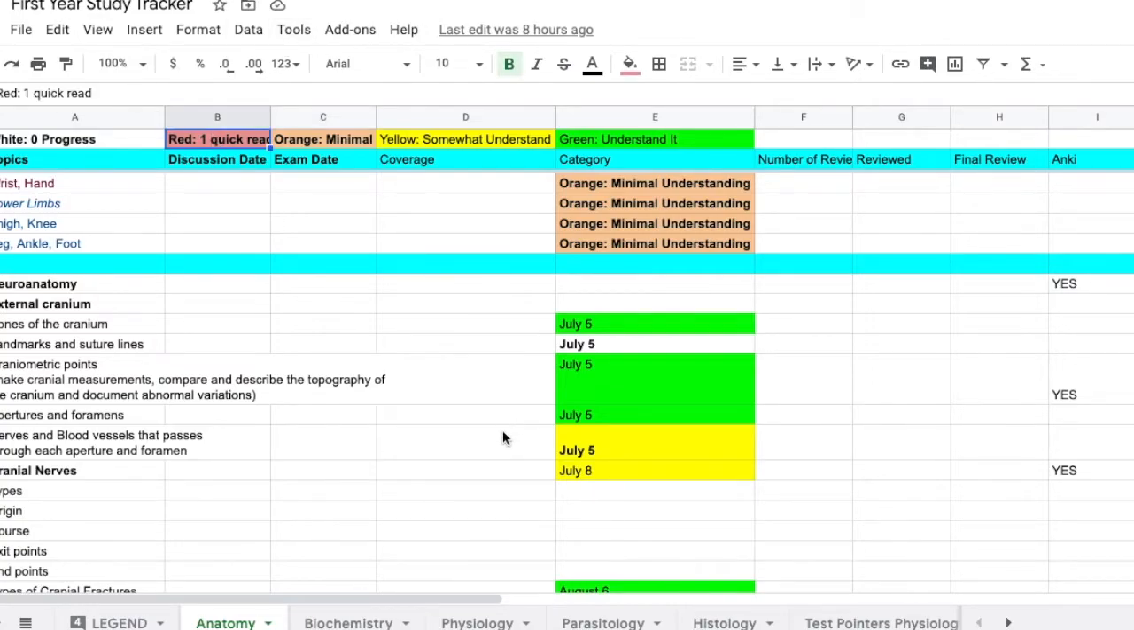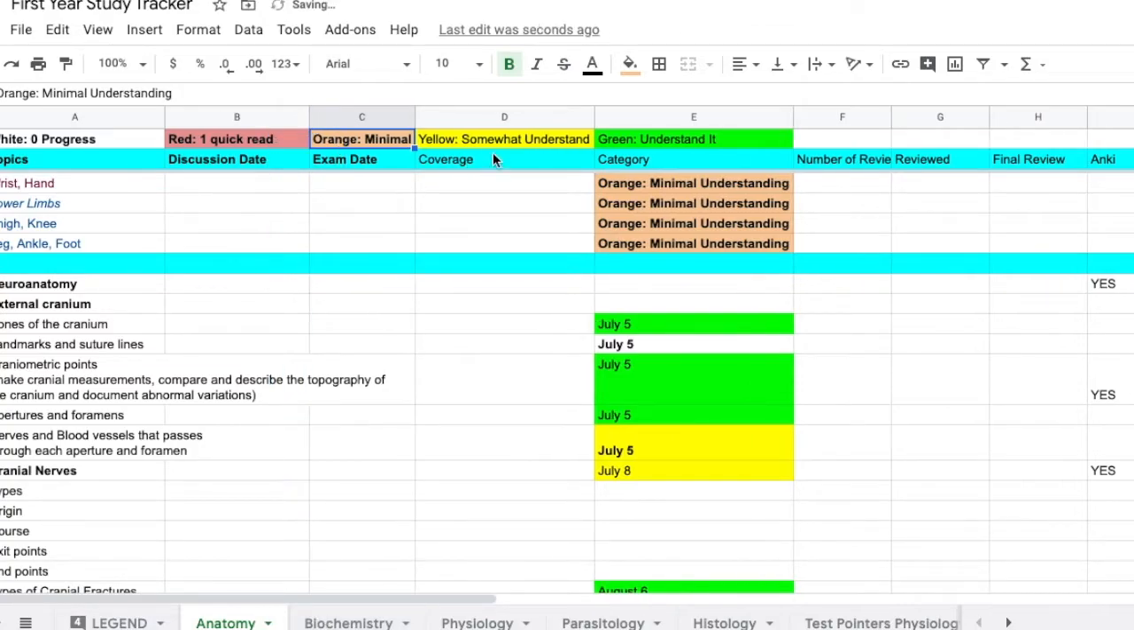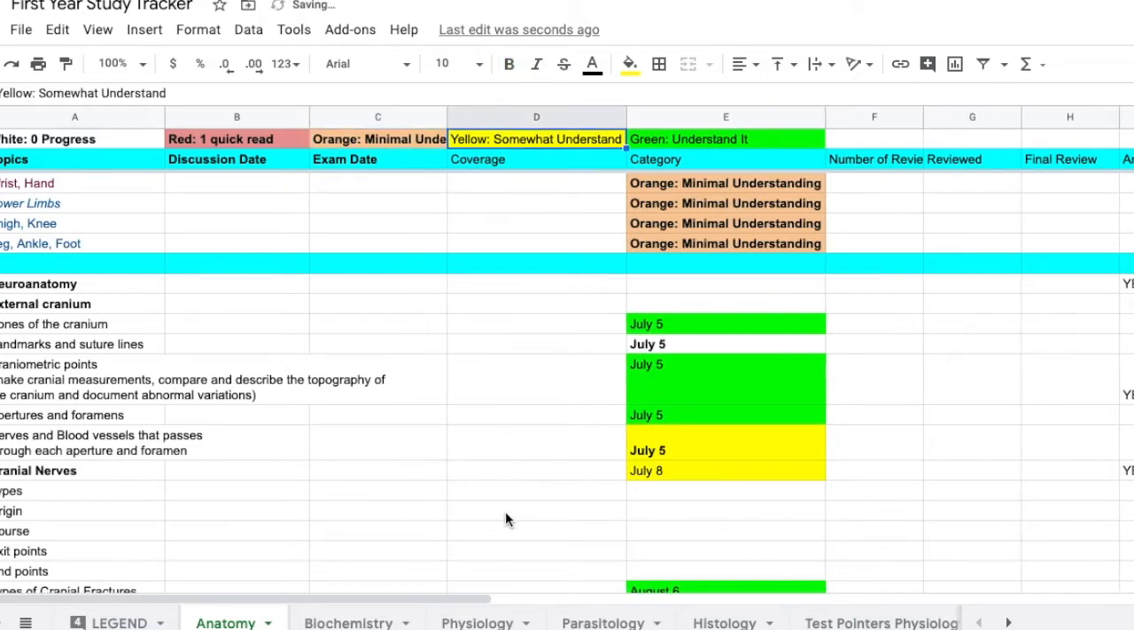If it's tagged red, it means I only skimmed through the entire section of a topic, but I did not really understand it yet. If it's orange, I only have minimal understanding of the topic. Yellow means somewhat understood, meaning I've read it maybe twice. And if it's green, then I can explain it to you, or I was able to really grasp what the topic is all about.